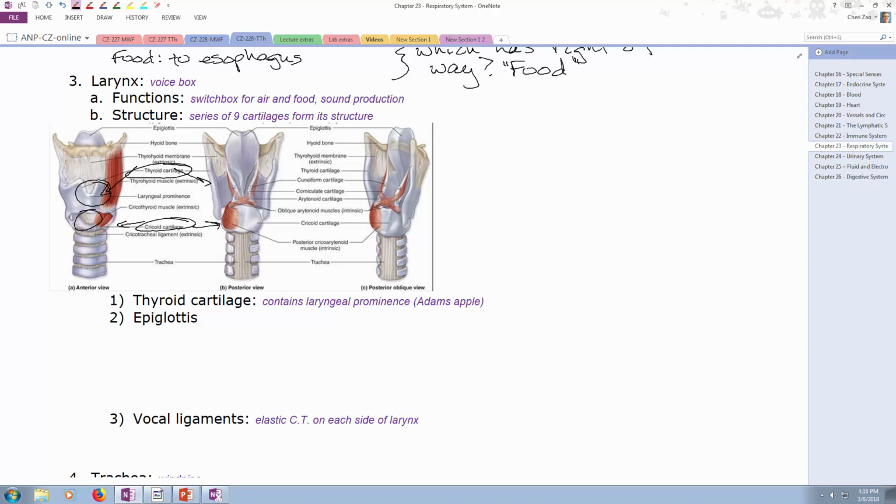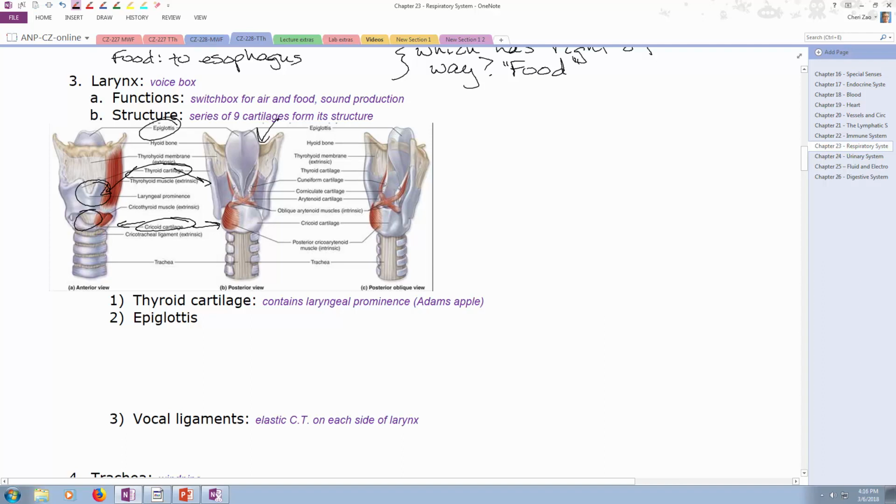Now, what type of cartilage is the larynx made up of? Hyaline cartilage, except for one thing. The epiglottis is made out of elastic cartilage, one of the few elastic cartilage structures in our body besides our ear. So we see the epiglottis peeking up anteriorly, but it's easier to see it from a posterior aspect.